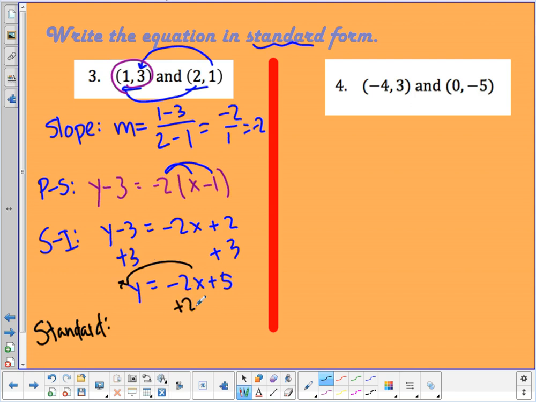So I'm going to add 2x to both sides, makes that go away. You have 2x plus y is equal to 5. That is my standard form. So let's just recap that.